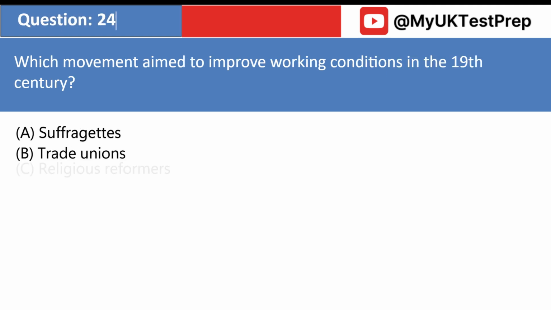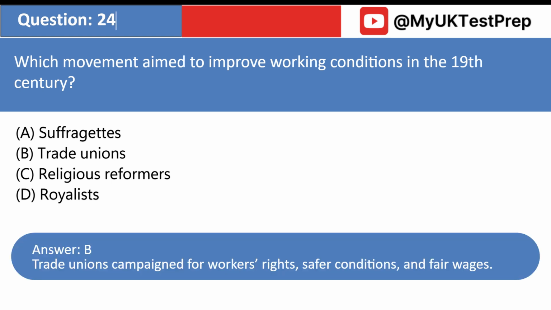Which movement aimed to improve working conditions in the 19th century? A. Suffragettes. B. Trade unions. C. Religious reformers. D. Royalists. Answer: B. Trade unions campaigned for workers' rights, safer conditions, and fair wages.